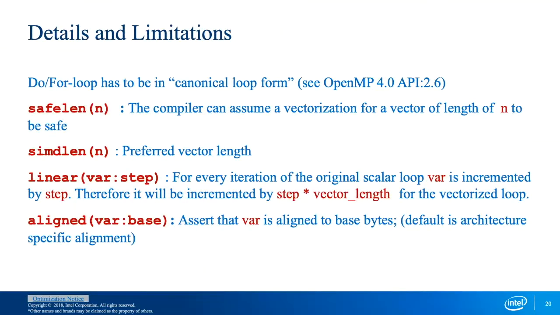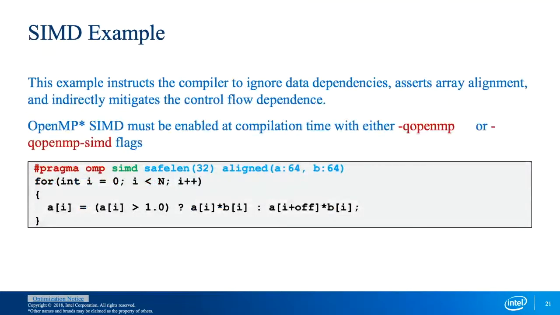Couple of limitations. So safe length I've already described, and SIMD length too. Aligned, it's only asserting that the variable base address is aligned to whatever. So you're saying align A colon 64. That means you're aligned to 64 bytes. It doesn't mean that every access to the array is aligned. It just means that the base of the array is aligned, right? And the other three I've already described, so we can move on.